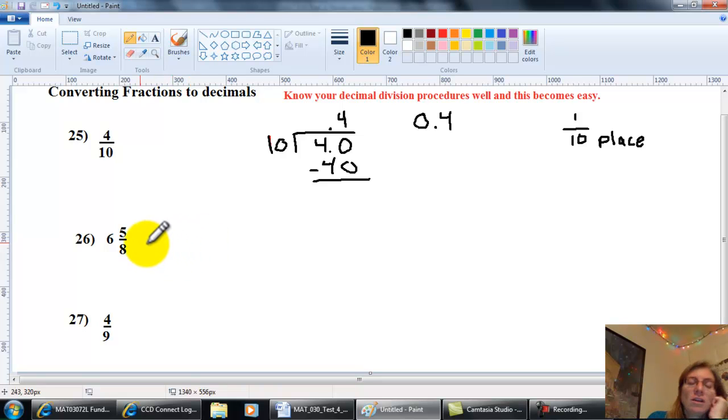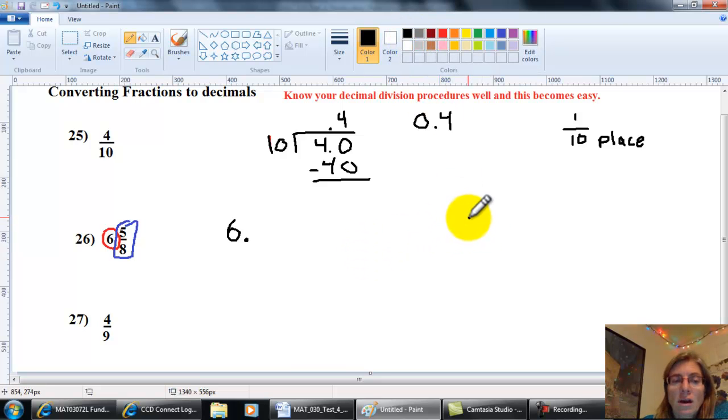For this one, changing this fraction, it's a mixed fraction, into a decimal, the whole number stays whole, and it goes on the left side of the decimal. So far your decimal is going to be 6 point something. So what that something is going to be is you're going to change this 5/8 into a decimal. So once again, you just do the division, the denominator being the divisor, the numerator being the dividend.